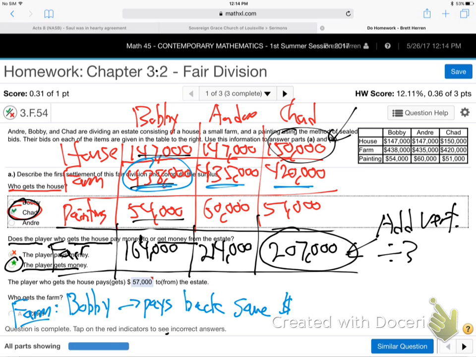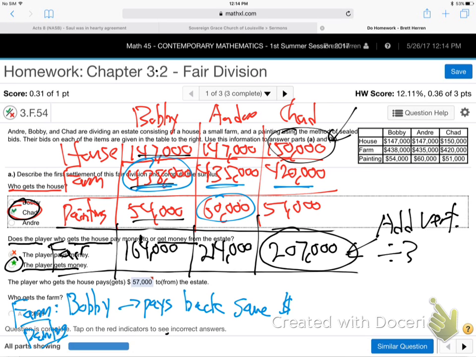Final one, the painting. Who gets the painting? Andre. He bid the highest on the painting. Now, careful. It's sometimes one guy will get all 3 items or 2 items. It doesn't have to be 1 item per person. That's just a coincidence that happened.